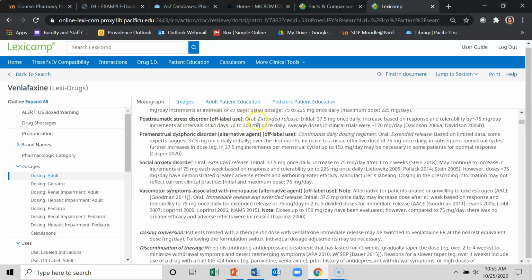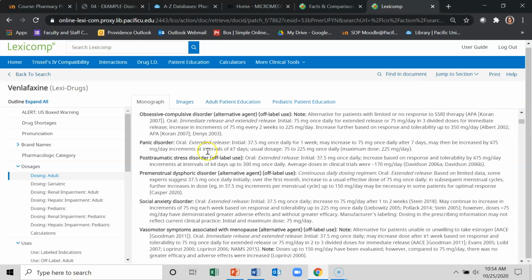I can see it's the extended release form, the initial dosing is 37.5 once daily, and then the titration is increased based on response and tolerability in amounts of less than or equal to 75 milligrams per day, no more often than every 4 days, up to a max of 300 milligrams once daily, again, of the extended release. And here it gives me some additional helpful information about what was used in the clinical trials.